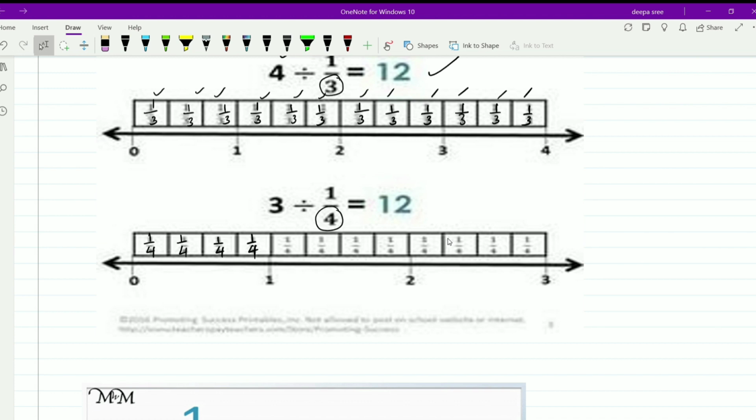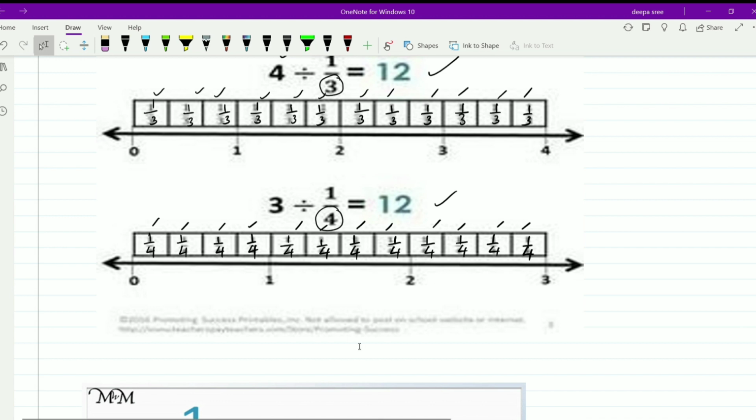4 1 by 4s. Same way you have to divide all the 3 parts, and then you have to count all the parts. So you will get the answer of 3 divided by 1 by 4. How many times will 1 by 4 fit in 3? So here 1, 2, 3, 4, 5, 6, 7, 8, 9, 10, 11, 12. 12 times it fits in 3.